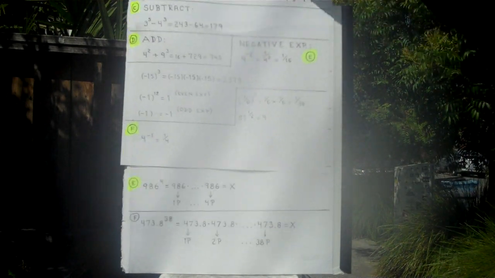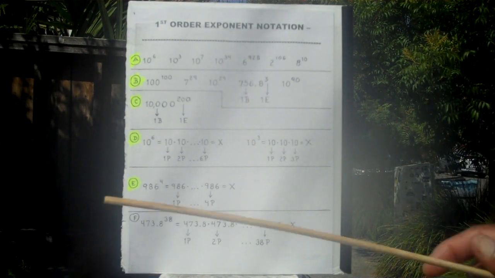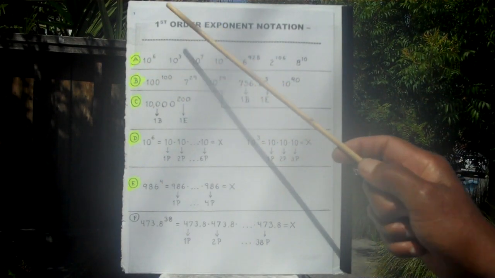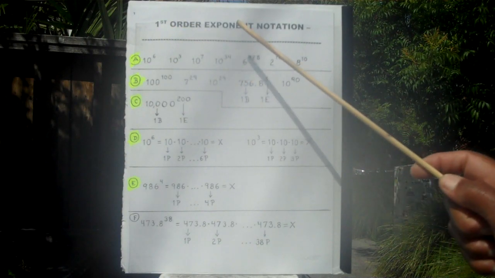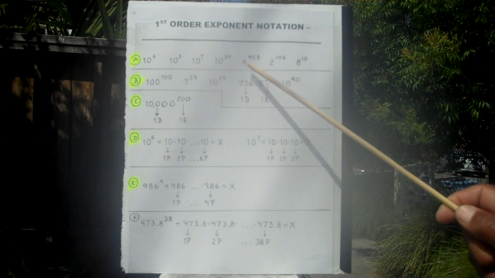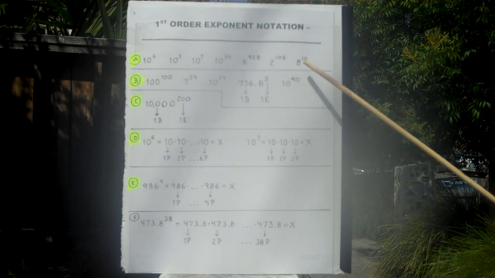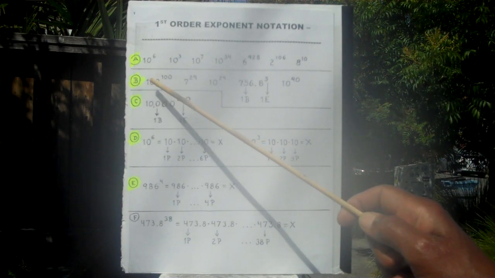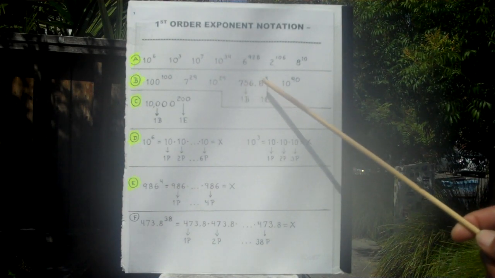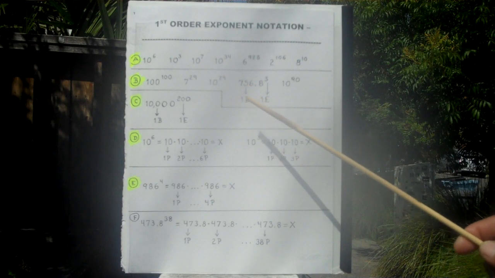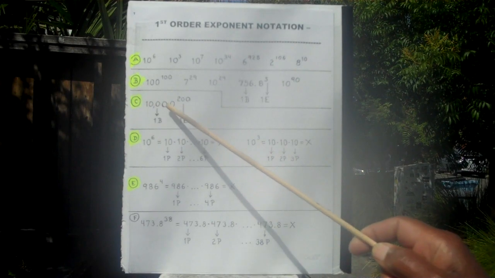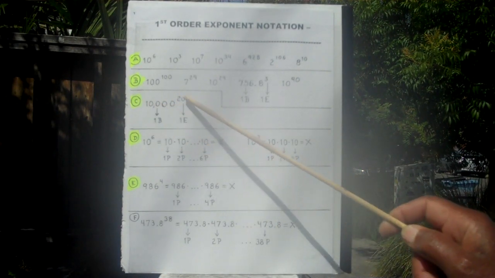We'll go now to first order exponent operations, such as first order exponent notation. This is 10 to the 6th, 10 to the 3rd, 10 to the 7th, 10 to the 34th power, 6 to the 928th power, 2 to the 106th power, 8 to the 10th power. B, 100 to the 100th power, 7 to the 29th power, 10 to the 29th power, 756.8 to the 5th power. This is the first base. This is the first exponent. 10 to the 90th power. C, 10,000 to the 200th power. This is the first base. This is the first exponent.